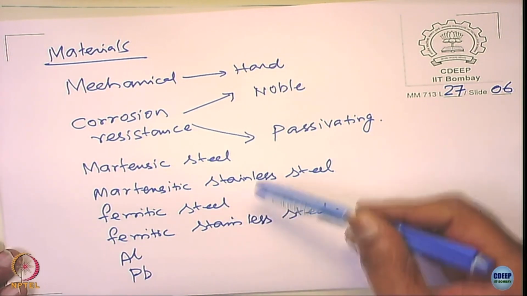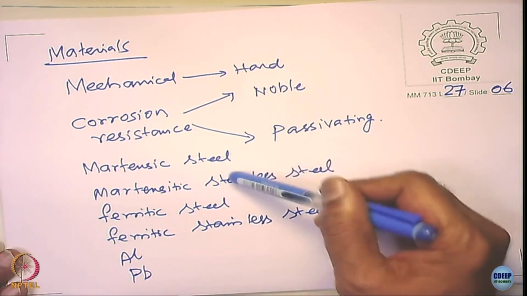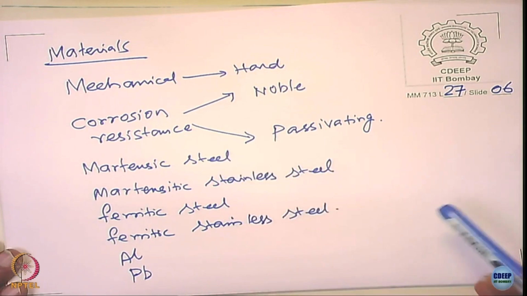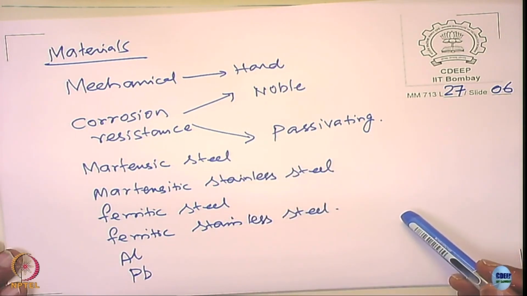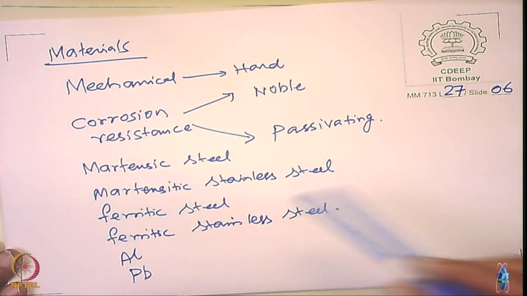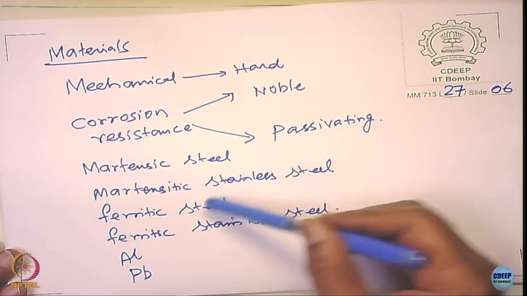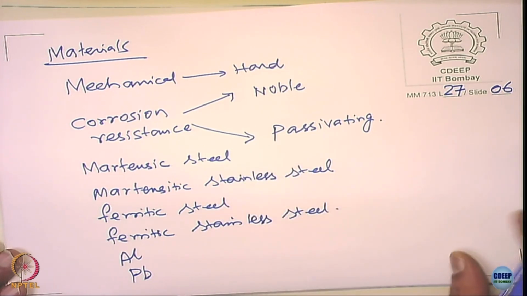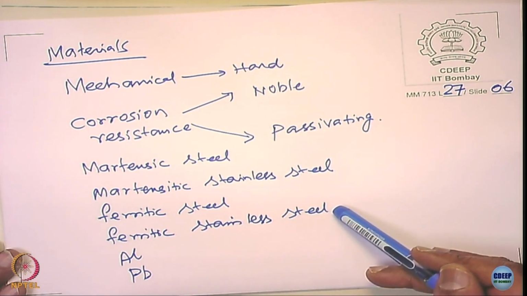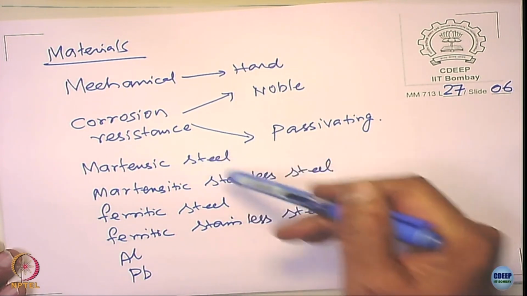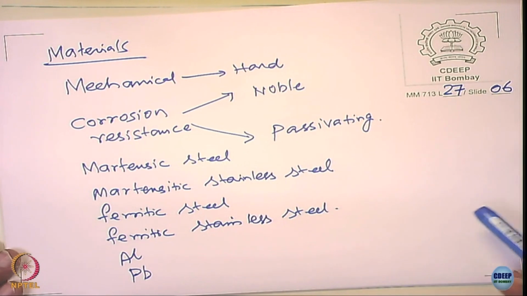But the most vulnerable among all of these, from the erosion point of view, which is the most vulnerable here? 1, 2, 3, 4. Ferritic will be more, right? Next better will be ferritic stainless steel. Of course, martensitic steel and martensitic stainless steel will be almost similar. So I wanted to understand the concept of alloy development, how it has been done.